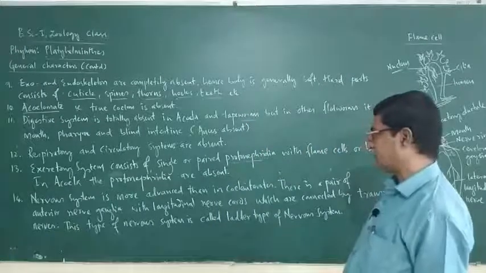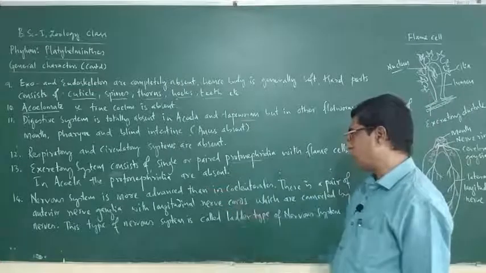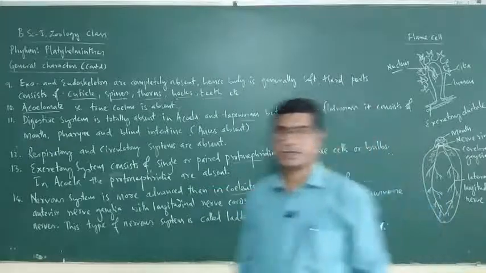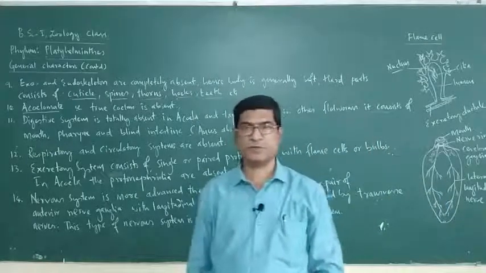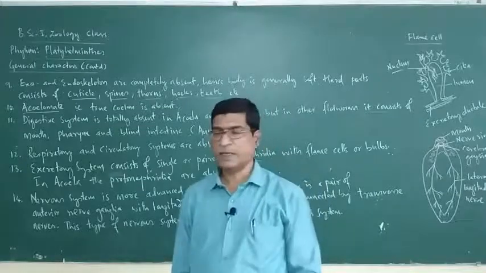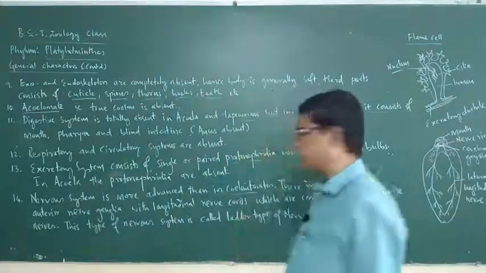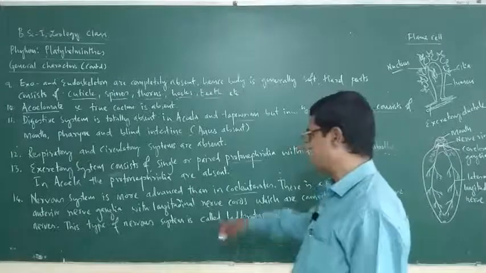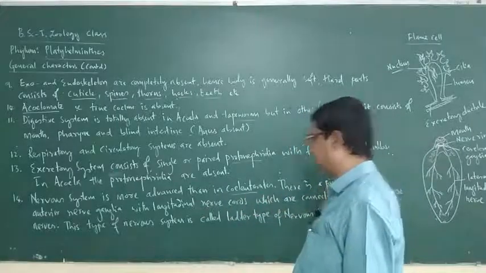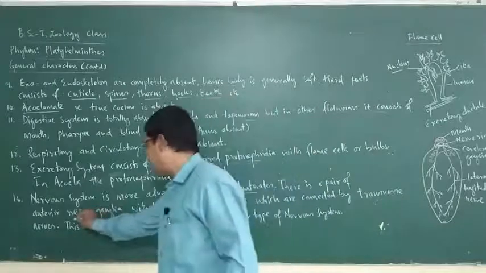Then, nervous system. Nervous system is more advanced than in coelenterates. In coelenterates, the nervous system is diffused and not well developed. But here in the Platyhelminthes, it is a bit more advanced. There is a pair of anterior nerve ganglia.